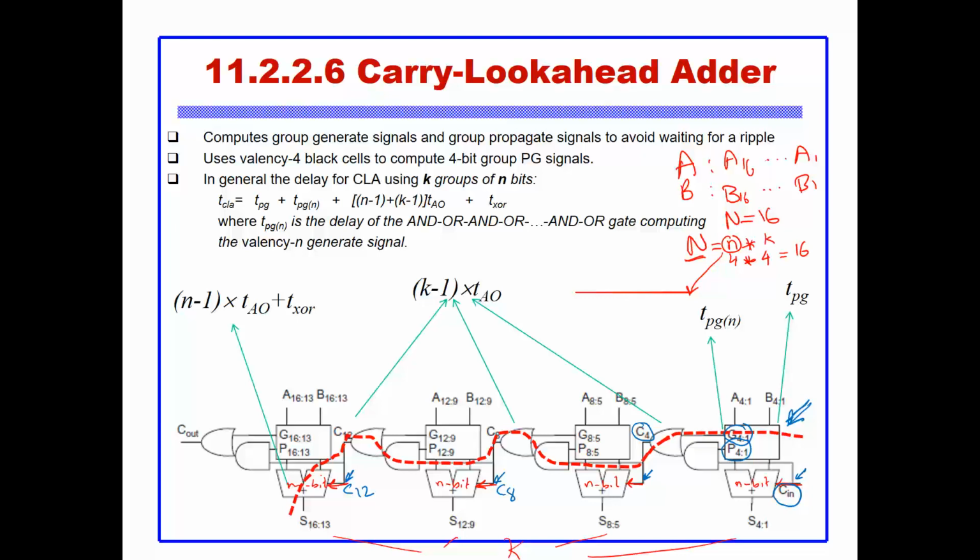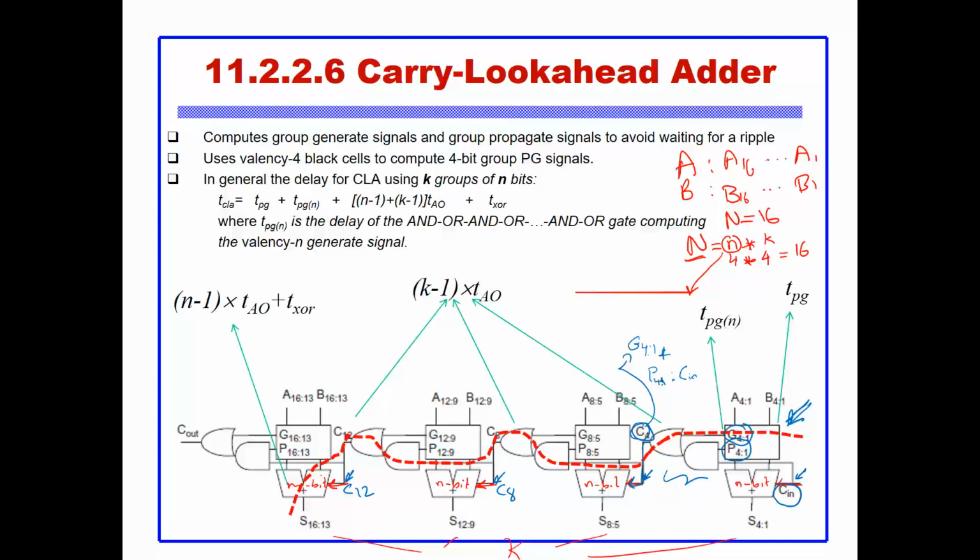Then I use this to create the C4. Notice that C4 equals either the group generate G from bit 4 to 1, or the group propagate from 4 to 1 times the carry in Cn. This is exactly this expression here. If I do that, I generate the C4, and now the C4 is fed to this 4-bit adder.